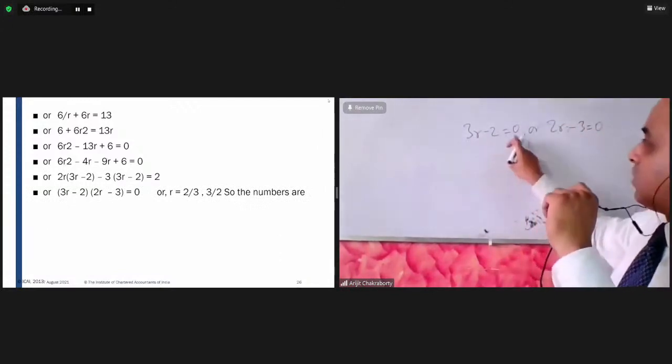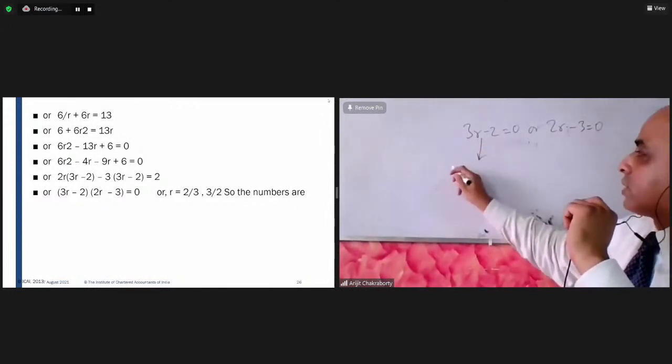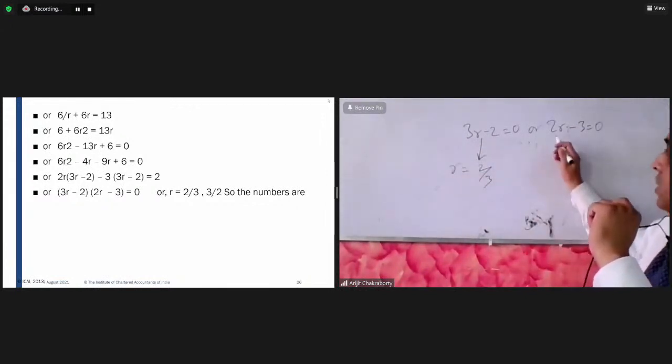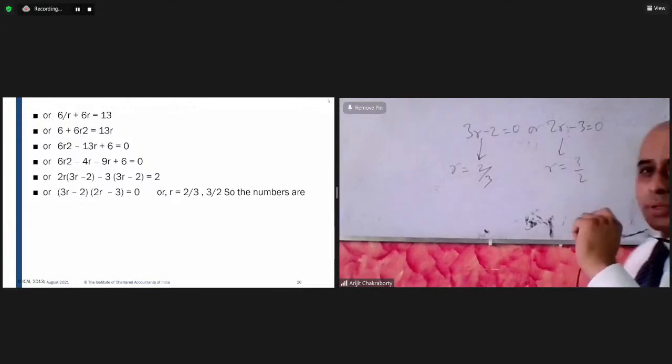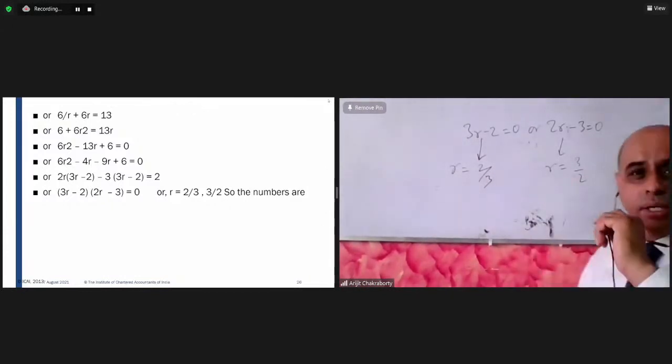Now, if 3R minus 2 equals 0, the first option, then we can write that R has to be equal to 2 by 3. And if I take the second option, 2R minus 3 equals 0, then R has to be how much? 3 by 2. Okay, so we are getting two values of R, 2 by 3 and 3 by 2.